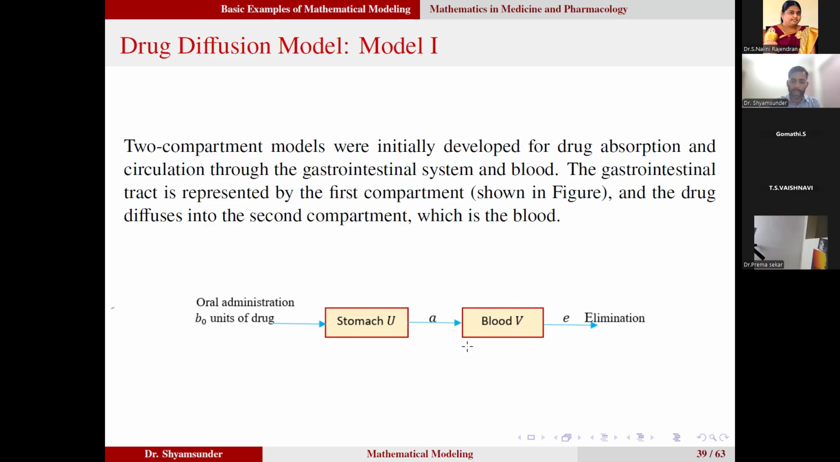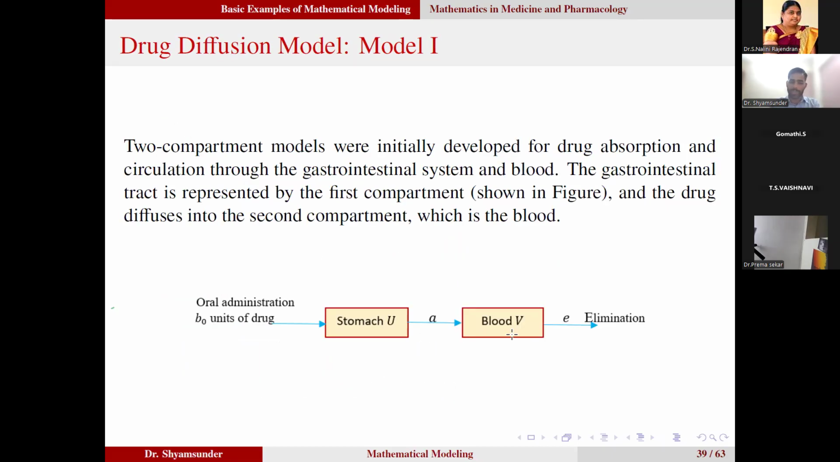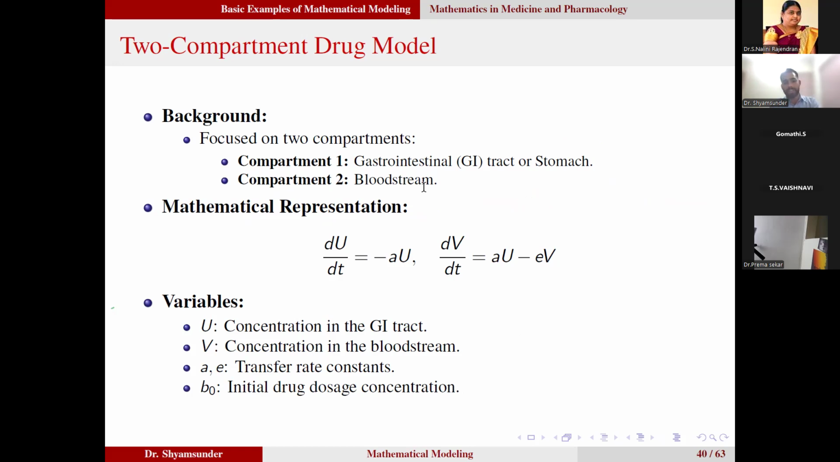Then we take the oral delivery, a capsule or a tablet. To understand it easily: first the tablet goes into the stomach, and after it works, it goes into the veins in the body parts and into the blood. And lastly it is metabolized by the body, the liver and other organs. This model we can convert mathematically very easily, focusing on two compartments. First is U and second is V. U represents the GI tract or stomach, and V represents the bloodstream.